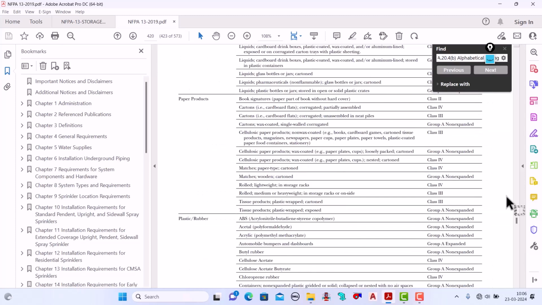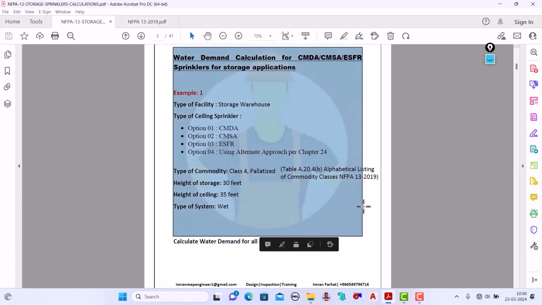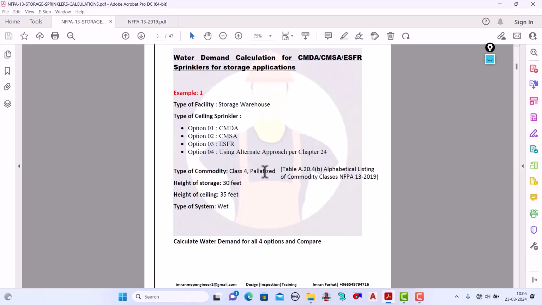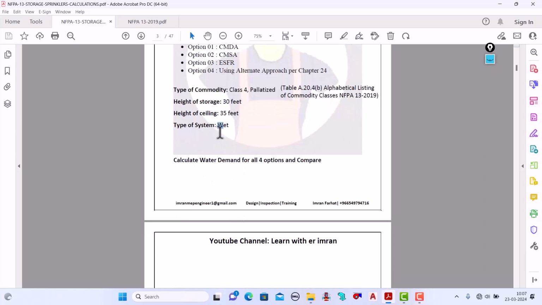See here, suppose I already selected our class, class 4 and palletized. The height of the stored material is 30 feet, but the height of the warehouse up to the ceiling is 35 feet here. And we are going to design a wet system, right? So we will see all these four options.